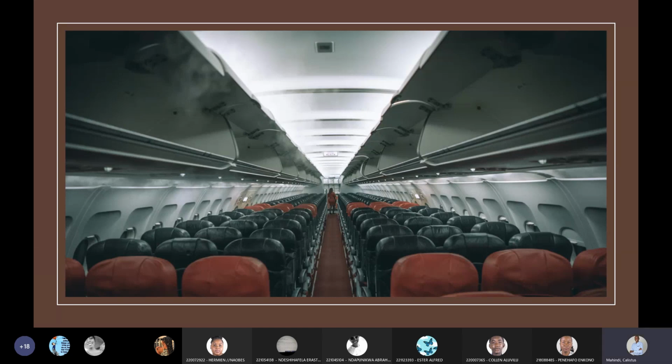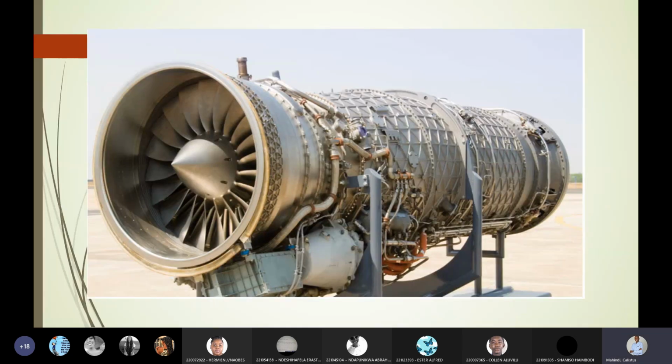Just random chairs, like in the hall or in a classroom. So what is this? Where are these chairs or seats? The seats are in the aeroplane. Inside an aeroplane. And then the last one, the last image. What is that? The engine. An engine. Exactly. All right.